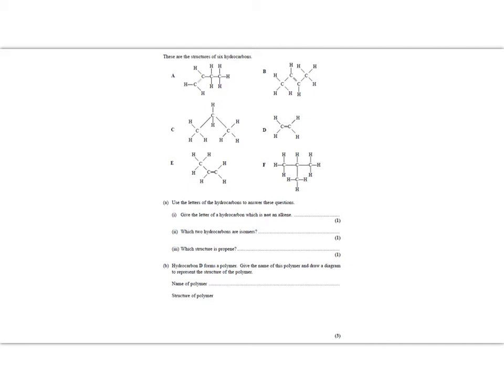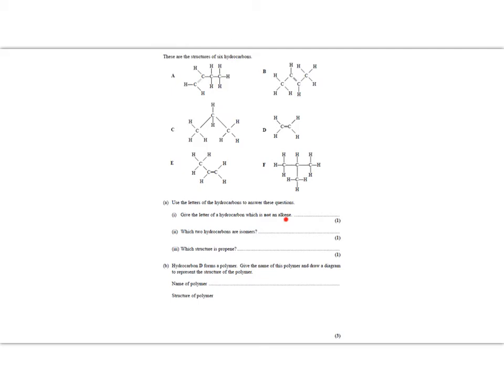These kind of questions have become increasingly popular in the last couple of years. So the examiners give a number of organic compounds and then a series of questions after them. And you're supposed to obviously pick which molecule fits the bill in each case. So give the letter of a hydrocarbon which is not an alkene. So here we're testing whether the candidate knows what an alkene is or not.